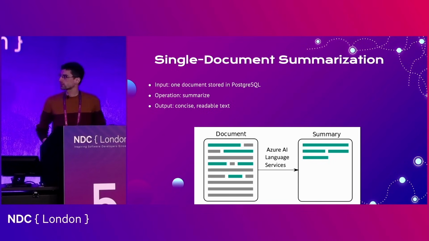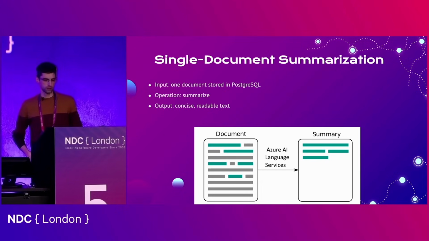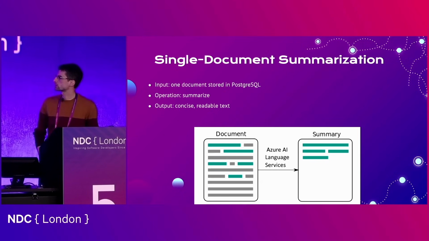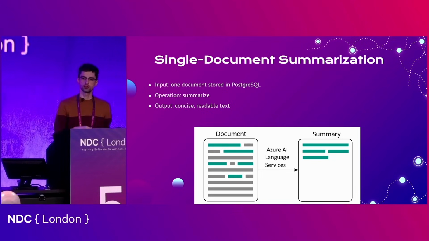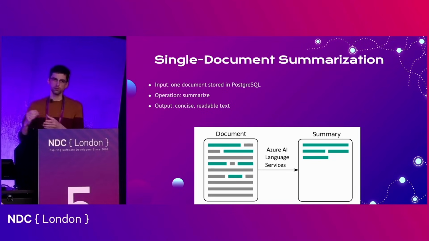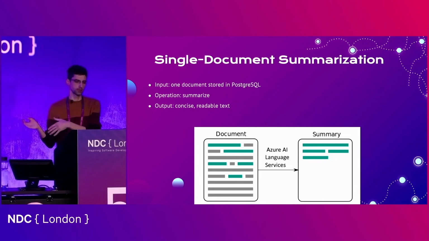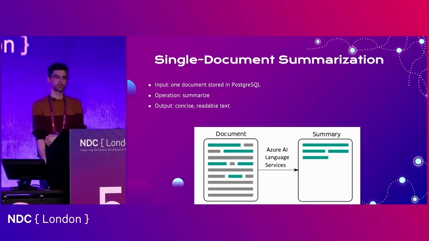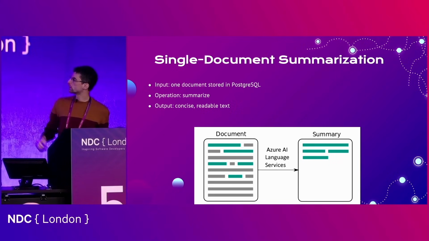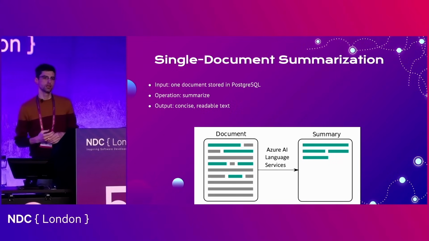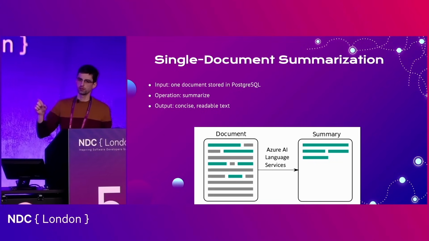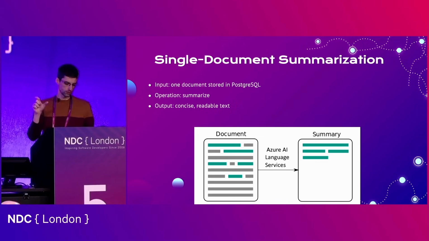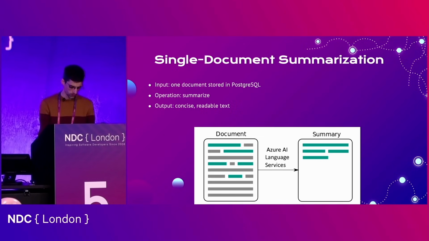So the next example is document summarization. This is quite a simple operation. We take one document from the database and use the Azure AI services to summarize the document. It will give us back a short summary from the text, and it can extract a couple of summaries and return the rank of the different sentences that it summarizes from the text.